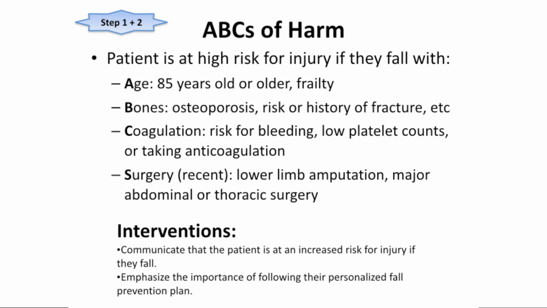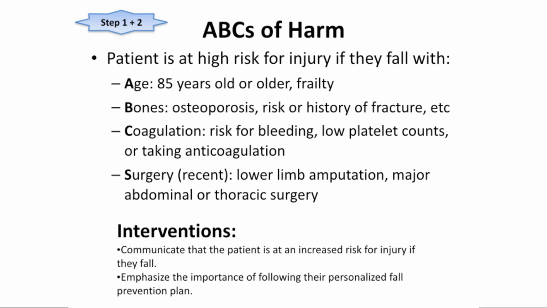At Brigham and Women's Hospital, we assess not just the risk for falls, but the risk for harm. We use the ABCs of harm, which is an IHI mnemonic. A is for age, so patients who are 85 years old, or very frail, are at risk for injury if they fall. B is for bones, so a patient with osteoporosis or risk of fracture. C is for coagulation, so patients who are at risk for bleeding, have low platelet counts, or are taking anticoagulants. And S is surgery, so patients who have had recent surgery, lower limb amputation, or major abdominal or thoracic surgery.